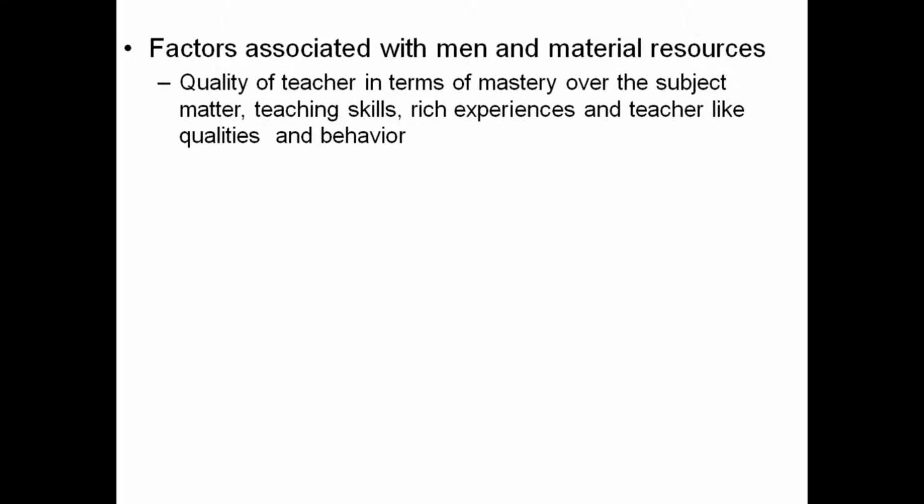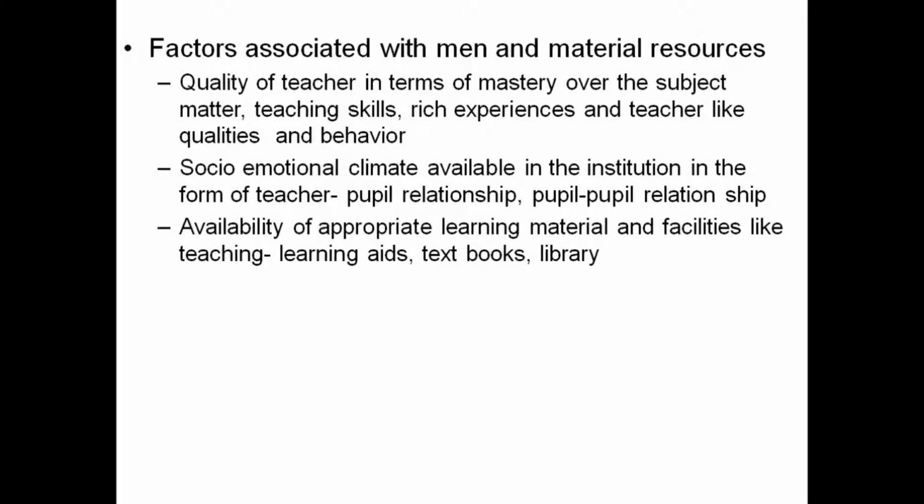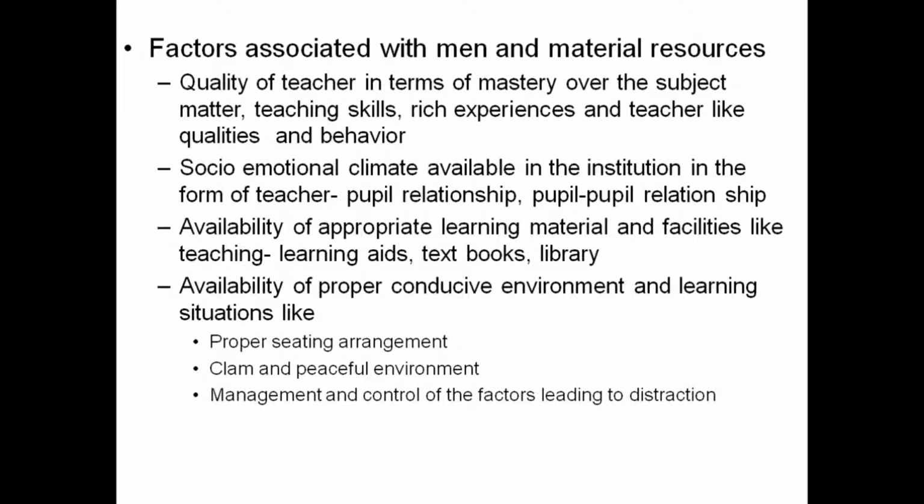Factors associated with the men and material sources: the quality of the teacher in terms of mastery over the subject matter, teaching skills, rich experience and teacher-like qualities and behavior; the socio-emotional climate available in the institution in the form of teacher-pupil relationship and pupil-pupil relationship; availability of appropriate learning materials and facilities like teaching learning aids, textbooks, library; availability of a proper conducive environment and learning situations like proper seating arrangement, calm and peaceful environment, management and control of the factors leading to distraction, and provision of proper change, rest and recreation.